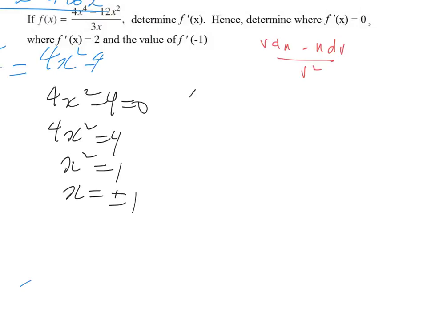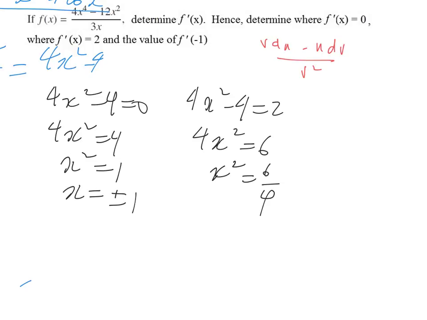Where does the gradient equal 2? Well, we'll let the gradient equal 2. So we've got 4x squared equals 6. x squared equals 6 over 4. So square root both sides. So we've got x equals plus or minus root 6 over 2.